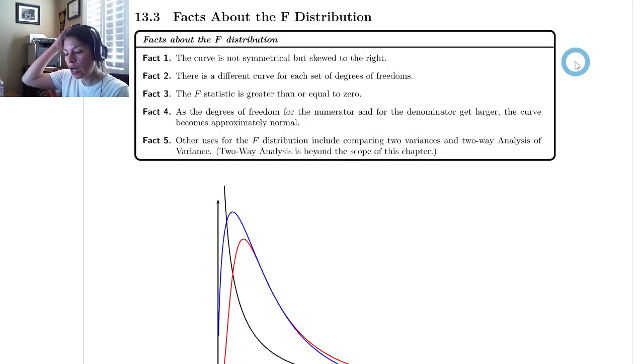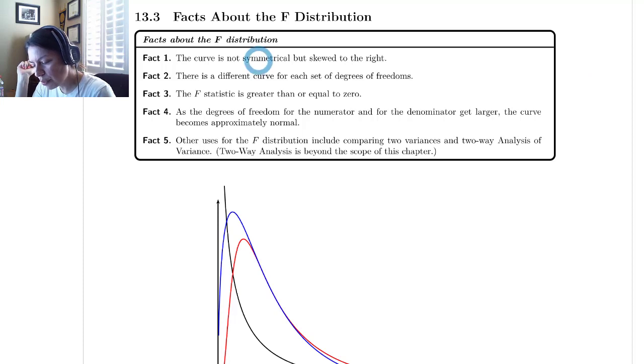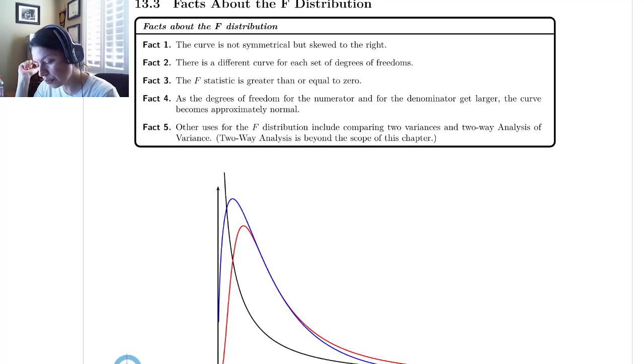Okay, so let's go ahead and talk about the F distribution, and then we'll apply some tests to it. Some facts: the curve is not symmetrical, but skewed to the right. There is a different curve for each set of degrees of freedom. The F statistic is greater than or equal to 0. And as the degrees of freedom for the numerator and for the denominator get larger, the curve becomes approximately normal.